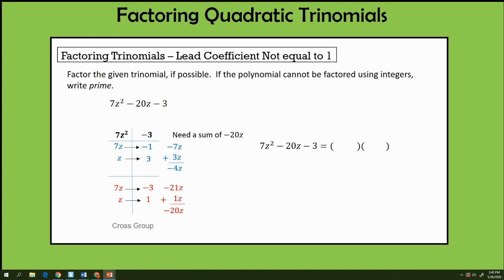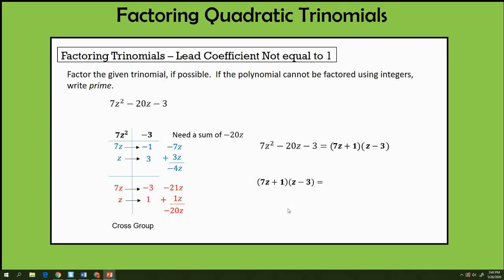So again, when I go to put it in parentheses, I got to cross group it to get the combination right. So the 7z and the 1 are going to go in the same parenthesis, okay? And the z minus 3 is going to go in the other parenthesis. You got to cross group it to get it to come out right when you FOIL it, okay?